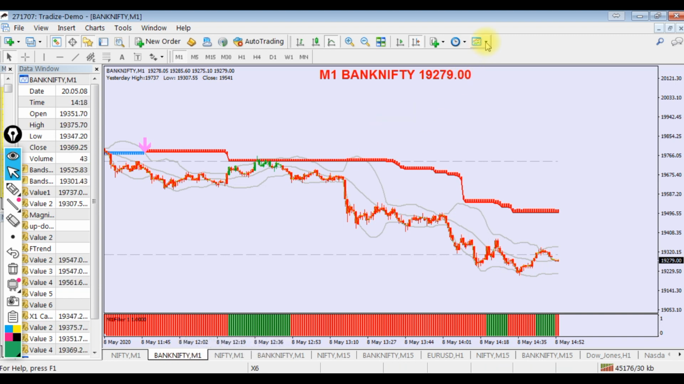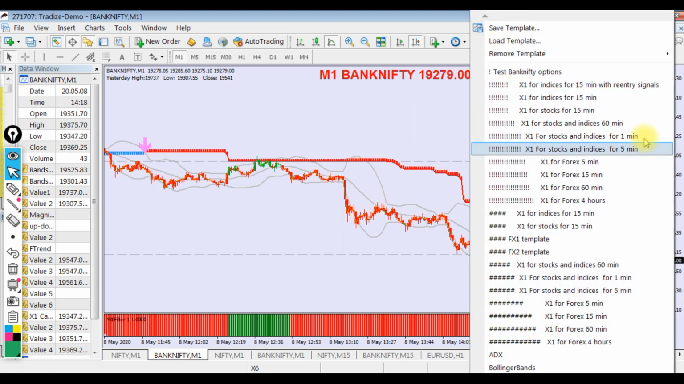So for different time frames, different templates are given here. Whichever template you want, you can load. For example, if you want to trade the 1 minute chart time frame, you can load the 1 minute template here. If you are trading 5 minutes, you have to load the 5 minutes template. If you are trading Forex, you have to load Forex templates here. So just follow the rules and you will make money.